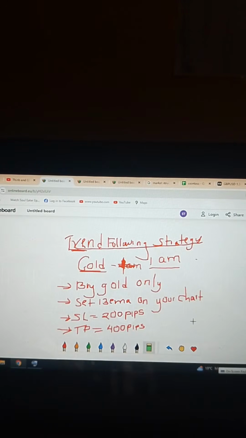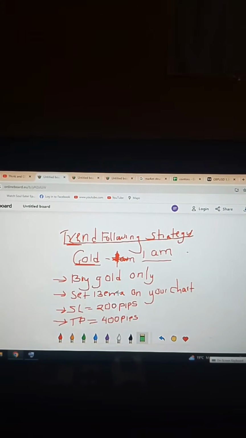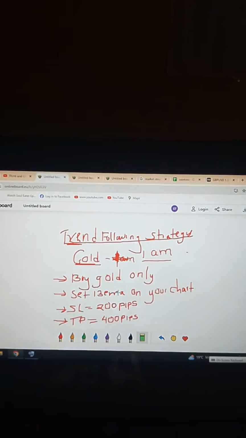So maybe if you don't have the plan for gold, you can take a screenshot of this, guys. If you don't have the trend following strategy. This is a trend following strategy, which we normally trade at what time, guys? At 1 a.m. Previously it was at 2 a.m., but currently it is 1 a.m.